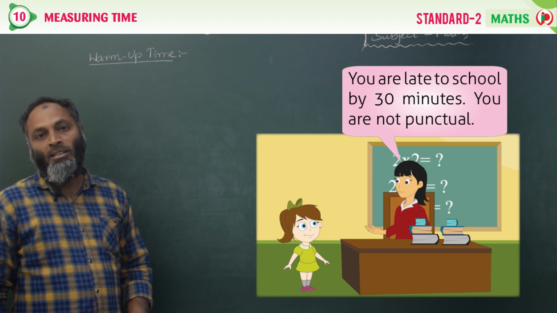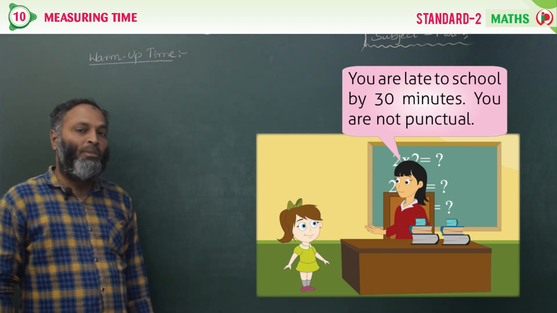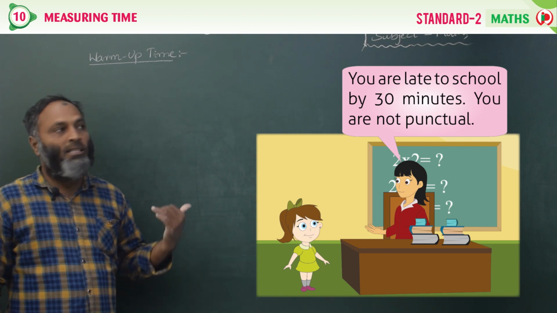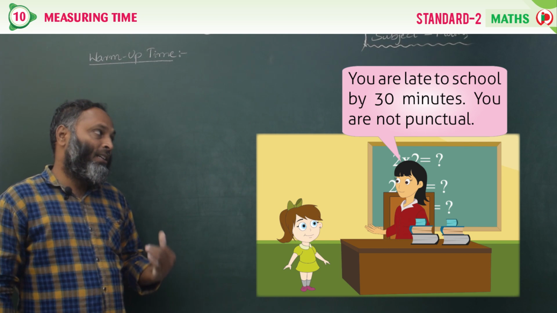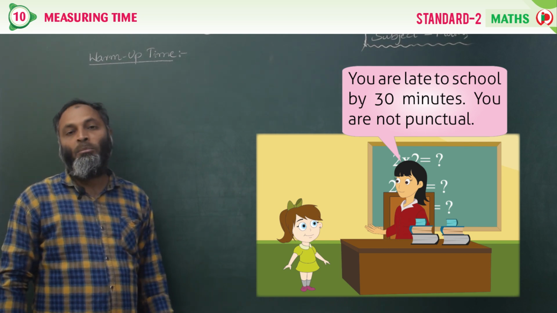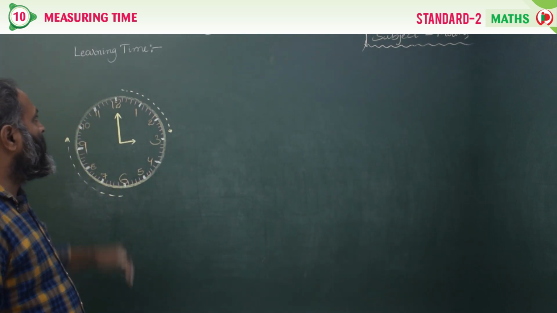If anyone is late to school, then they are not punctual. And she is also saying that she is not punctual. Why? I think she is always late to school. That is why the teacher is saying you are not punctual to school. Punctual means on time; she is not on time.